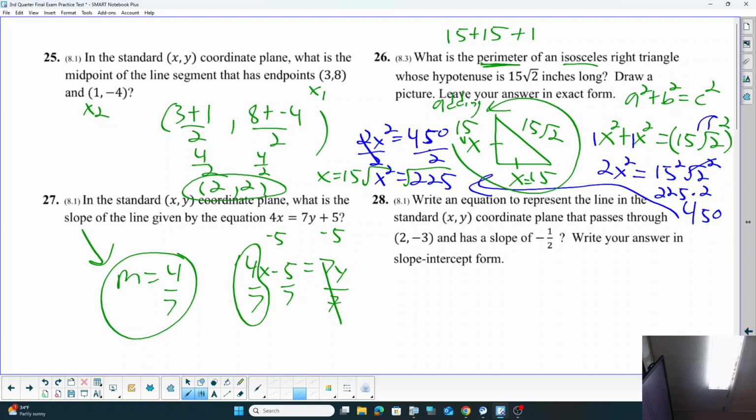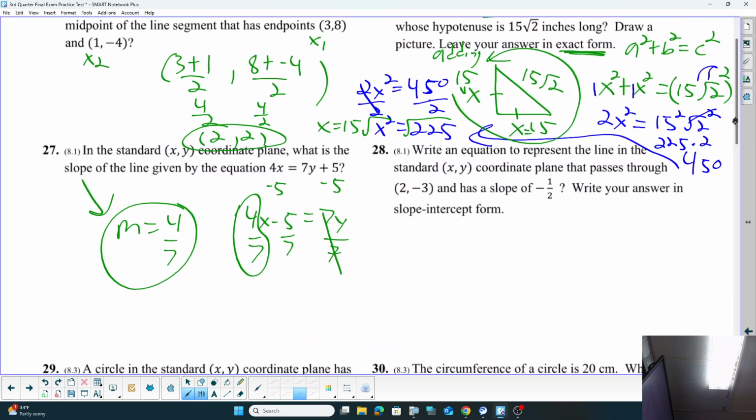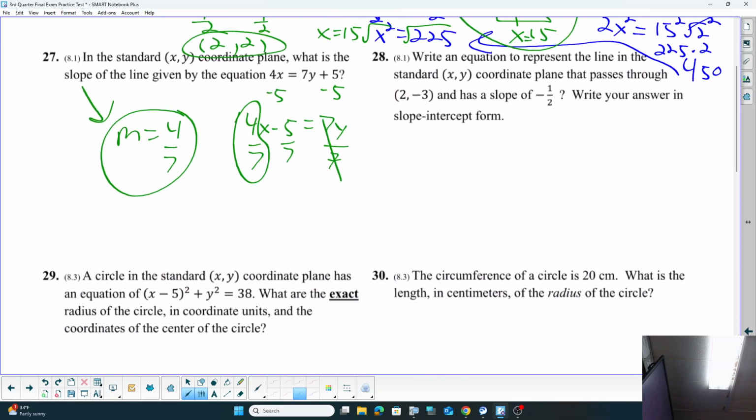And so plus 15 radical 2. It says exact form. So that's 30 plus 15 radical 2. Nice. So that's a good one. That'll be on the Unit 8 test and even maybe the final exam. Nice. There we go.